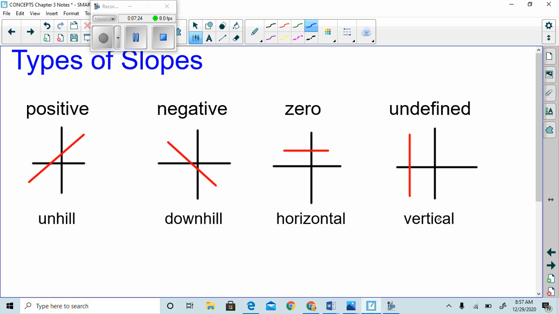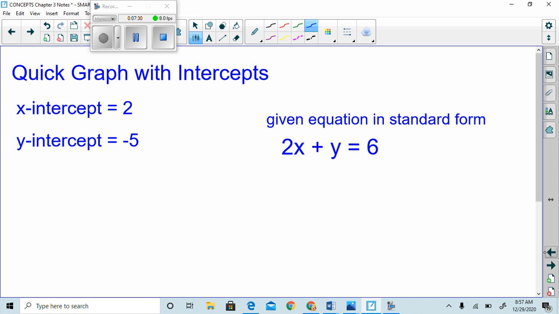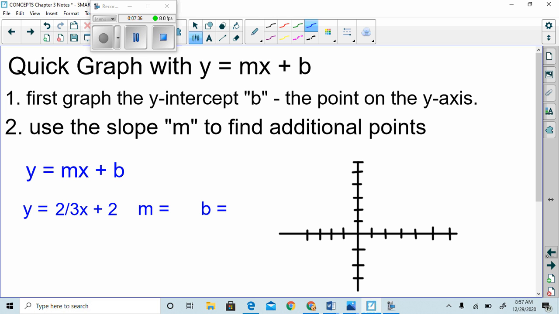And again, I said we were doing a little bit of a review today, so that's why I snuck this one in here. So now on to the quick graphs. We'll come back to this. All right, quick graphs with slope-intercept form is my main focus today. I give you the equation y is equal to 2/3 x plus 2, where I can identify my slope and identify my y-intercept.